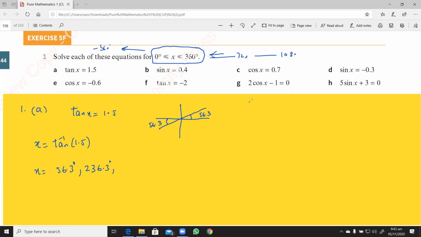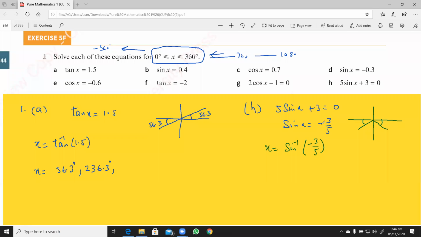Now let me do this f part for you, or maybe h part. This is 5 sine x plus 3 equal to 0. So your sine x is minus 3 over 5. Look at this, you're getting a minus value for the sine. So when you have a minus value for the sine, you would say, I now know that my solutions are going to fall into these quadrants. So you get it ready before you use the calculator. So x is going to be sine inverse of minus 3 over 5. Now you will not be using this minus when you're finding this sine inverse. Just use your calculator to give me sine inverse of 3 over 5. Don't write minus there.